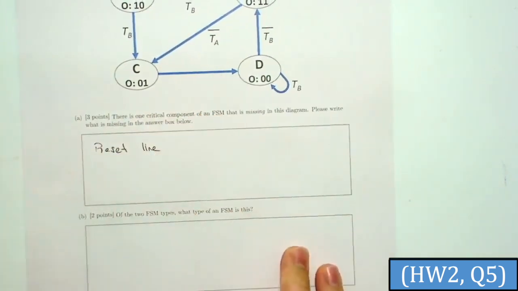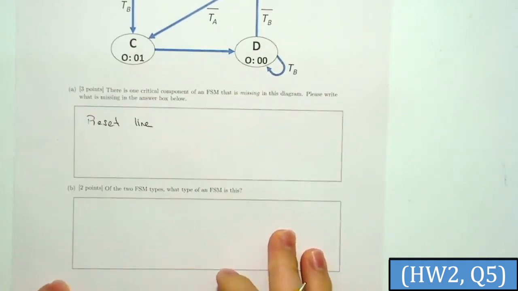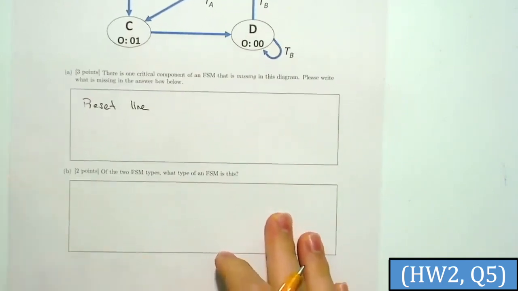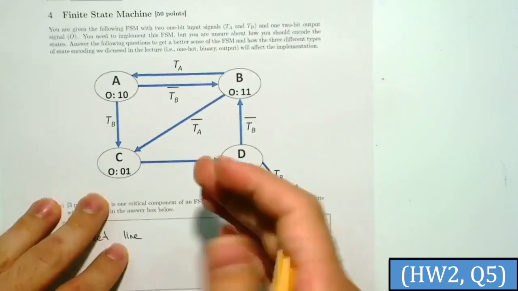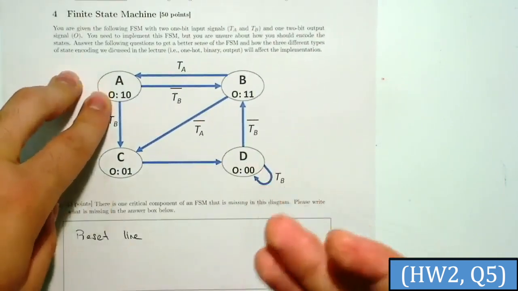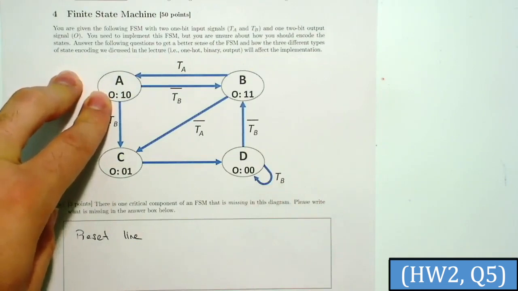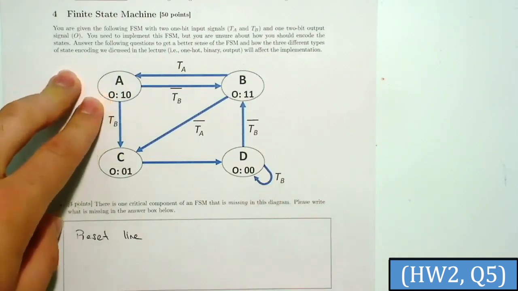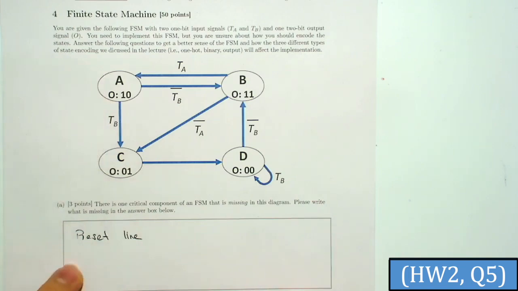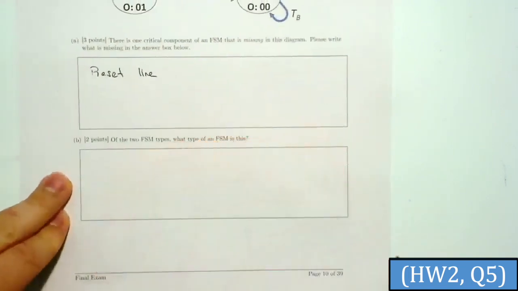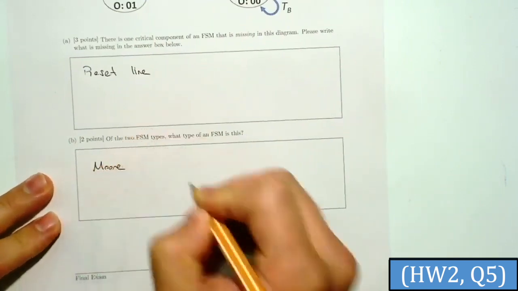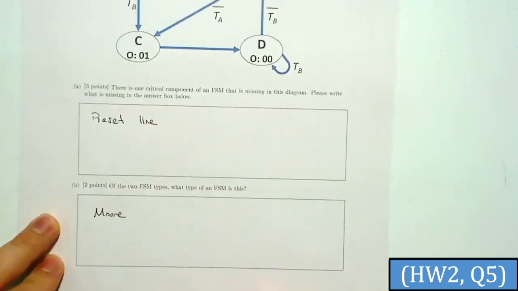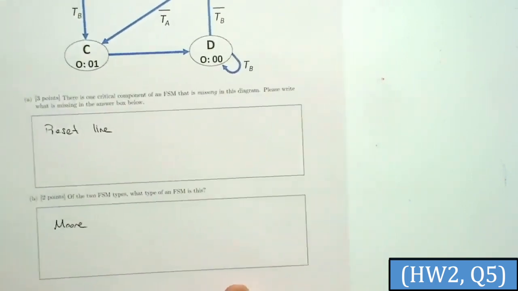for this FSM. For the second question, it says, of the two FSM types, which are Moore's and Mealy's, what type of an FSM is this? If you look at that representation, you'll see that the output only depends on the state, but doesn't depend on the input, right? So this means that this is a Moore representation. If the output only depends on the state, then this is Moore's. All right, so far so good, I guess. These are relatively the easier ones.